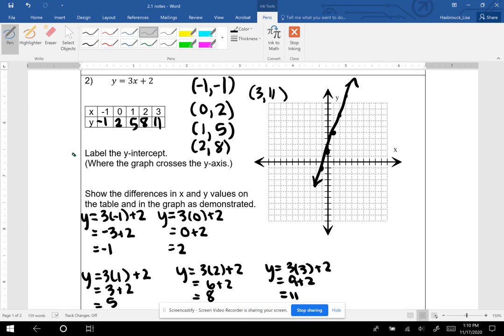Now we do need to complete these next two things. The first one is identifying the y-intercept. Note that's where you're crossing this y-axis. Okay. So we do cross that y-axis right at this point here. So our y-intercept is 0, 2.